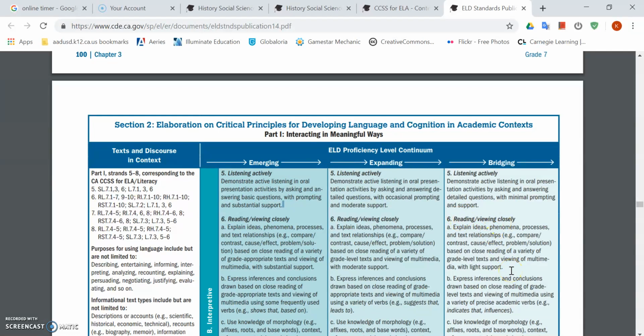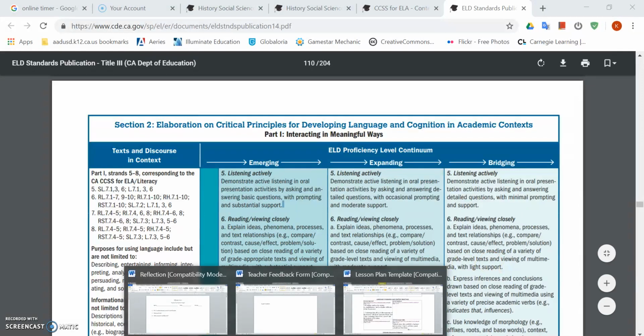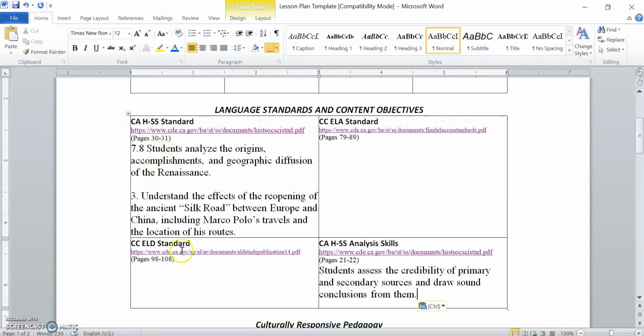So figure out which one applies to your lesson, copy and paste, and that is all you do for these four. If you need help, raise your hand. I am here to help.